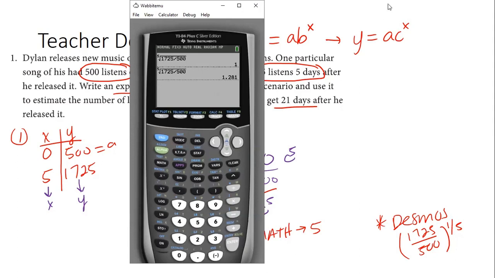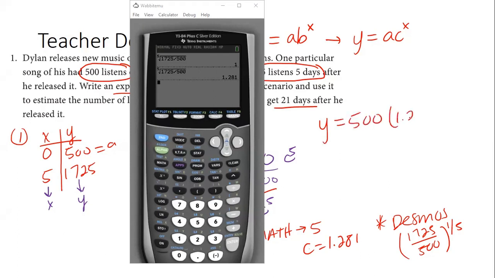Okay. All right. So I have 1.281. Did we all get that? All right. So now we have our c value, and because we have our c value, we can now write our full equation. Does that make sense? So we know c equals 1.281. So our equation is y equals 500 times 1.281 to the x. Okay. That's it.